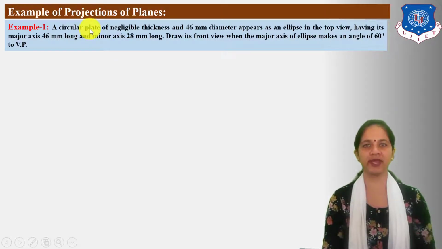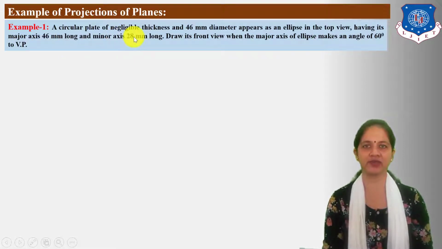A circular plate of negligible thickness and 46 mm diameter appears as an ellipse in the top view, having its major axis 46 mm long and minor axis 28 mm long. Draw its front view when the major axis of the ellipse makes an angle of 60 degrees to VP.